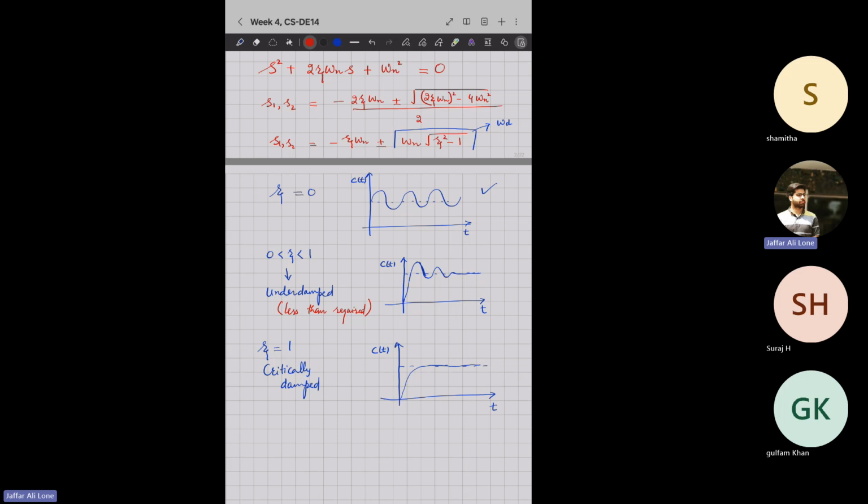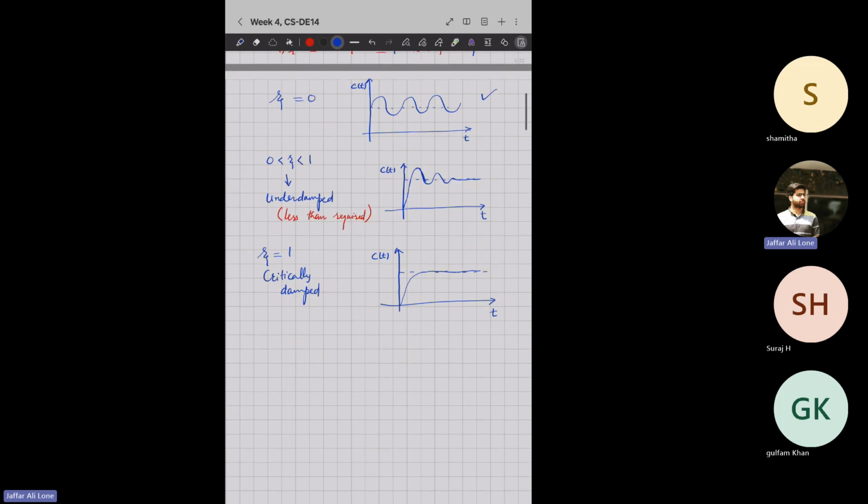And in the overdamped case, zeta is greater than 1. It's called overdamped. It means we give more damping than is actually required. So when we give more damping than is actually required, you will get a system response something like this. If this is my final value, you'll get something like this. It settles down slowly because we give more damping. So this is the behavior of zeta.